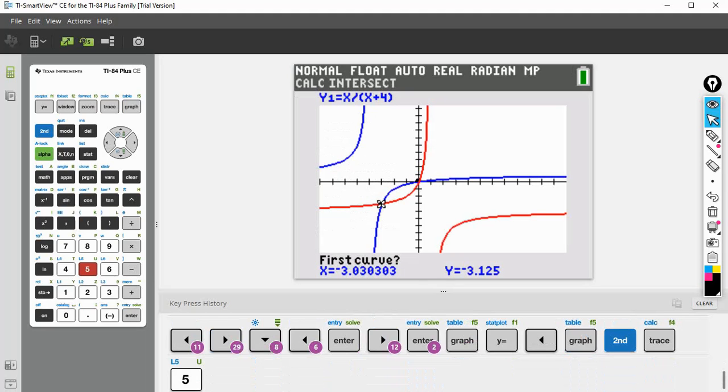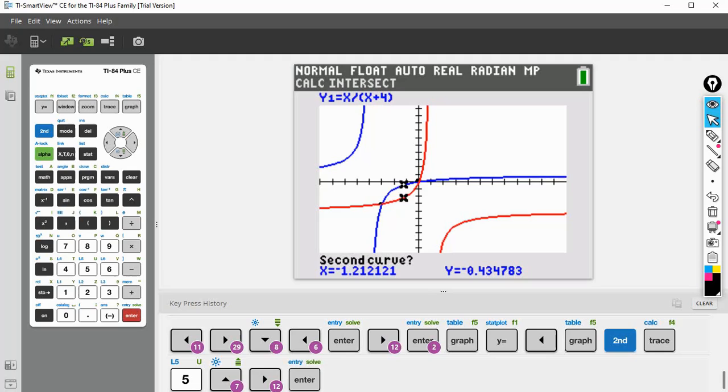So click on that, and then it's going to ask first curve. So move a little bit up from the intersection, or to the right in this case, a little bit to the right from the intersection. And yes, so the red curve is the first curve. That's fine. Let's just click on yes or enter.